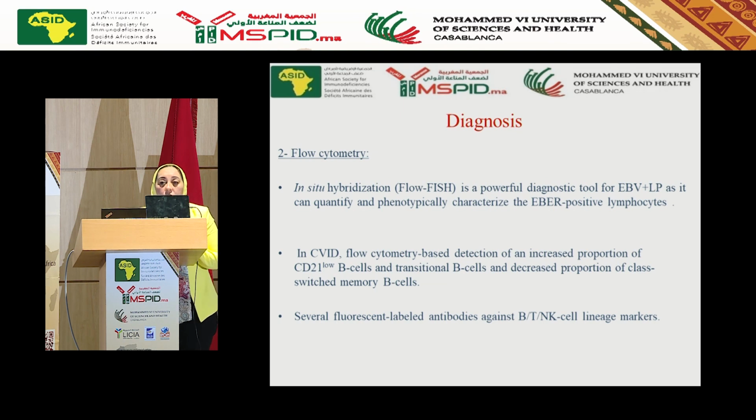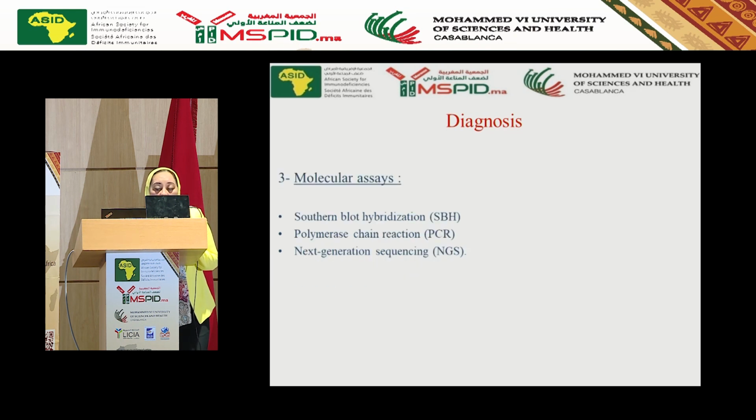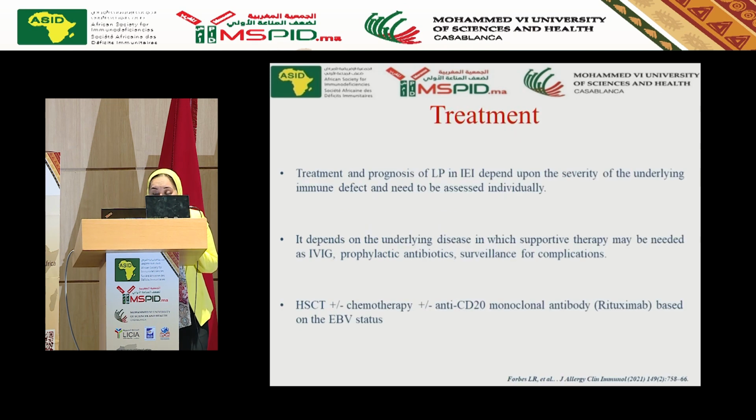The next diagnostic tool is the flow cytometric assessment, which we use to detect the presence of EBV and to do the lymphocyte subsets, whether T and B cells, memory and naive B cells, and others. Finally, we do the molecular assay that includes Southern blot hybridization, PCR, and the most important, next generation sequencing. What about the treatment?